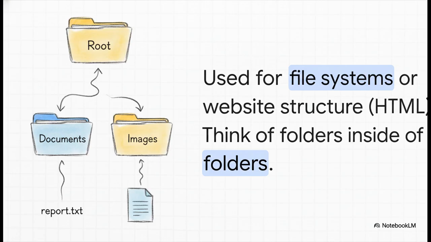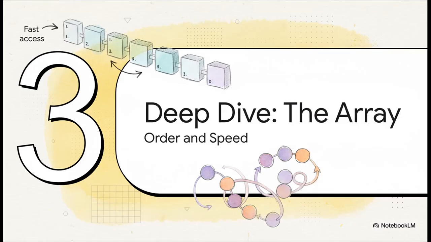For today, though, we're going to stick with the linear types because they do an amazing job of showing us the critical trade-offs involved. So let's kick things off with the most common data structure you are ever going to see: the array. If you need to remember two things about it, remember this: order, and more importantly, speed.